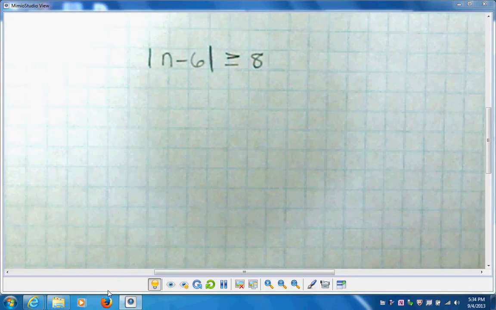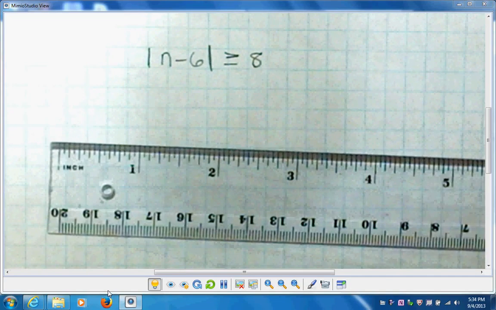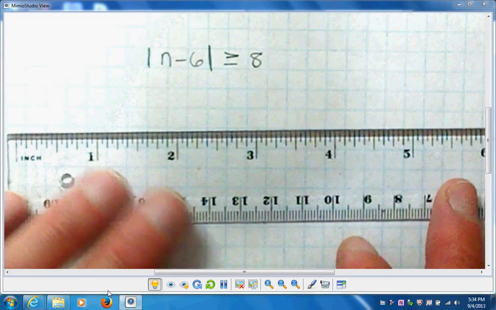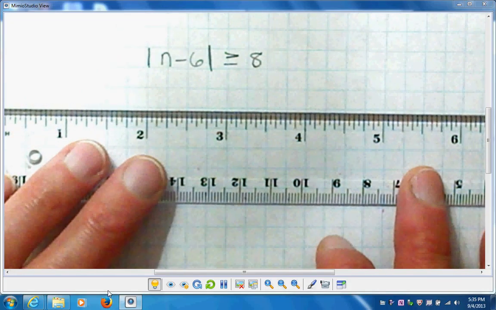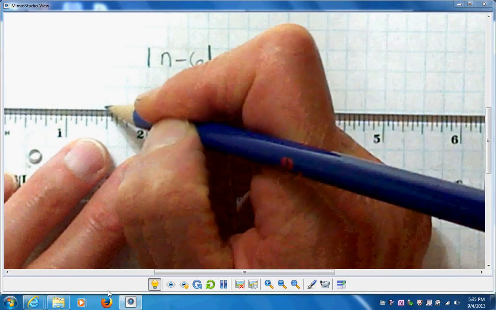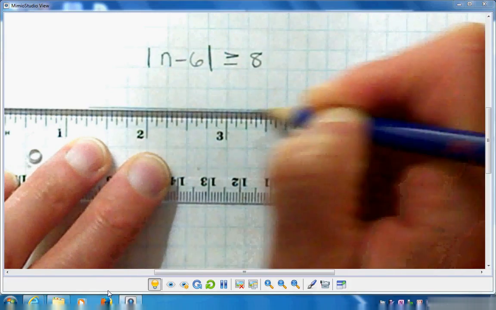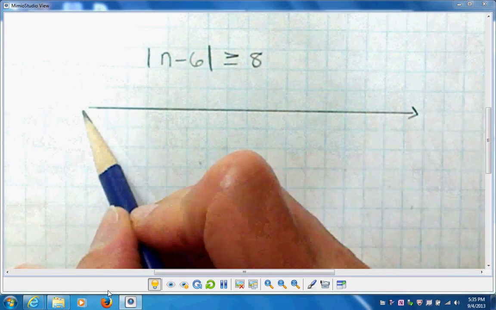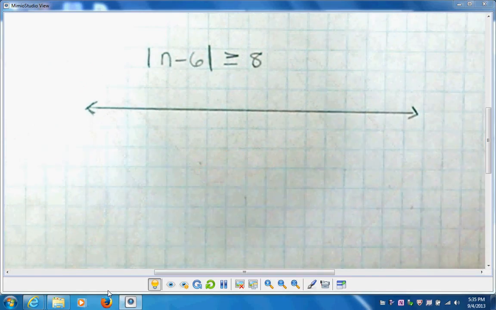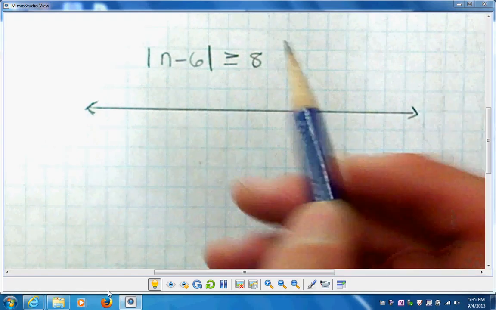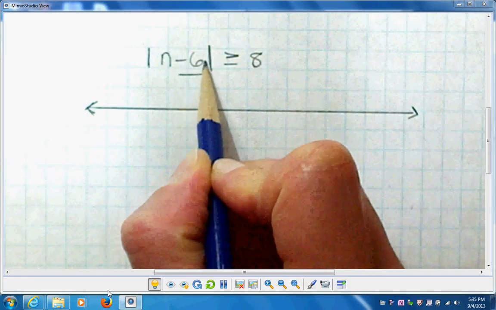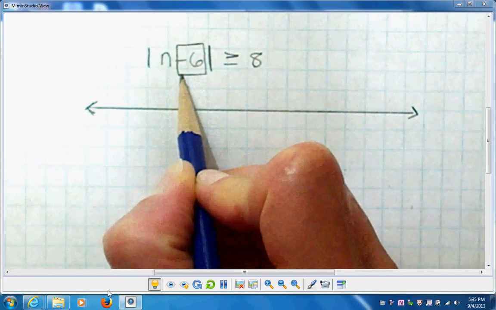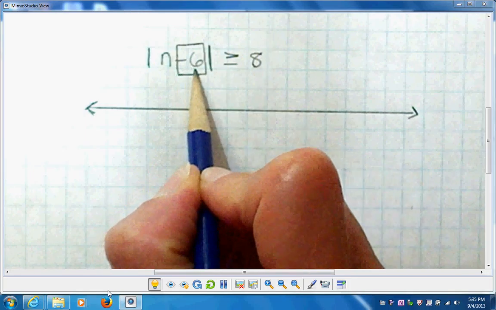Here's another inequality, and we're going to solve this one by using the distance method. Whenever we're doing the distance method, we need to have a number line, so I'm going to draw out my number line. And I have to find the center, because the absolute value is the distance from the middle. So this here is going to tell me where my middle is. The center is going to be opposite of what I see here.